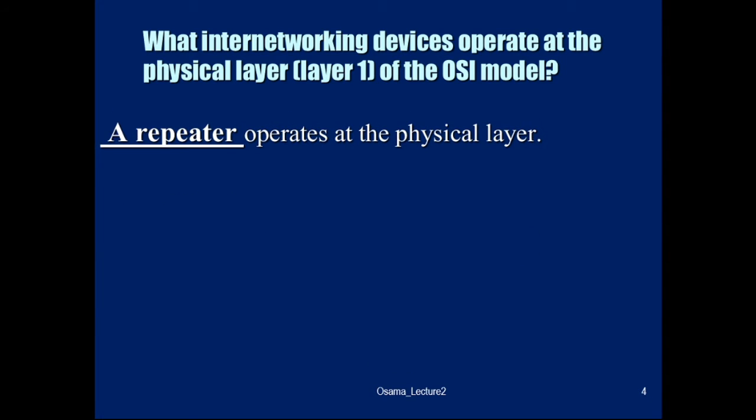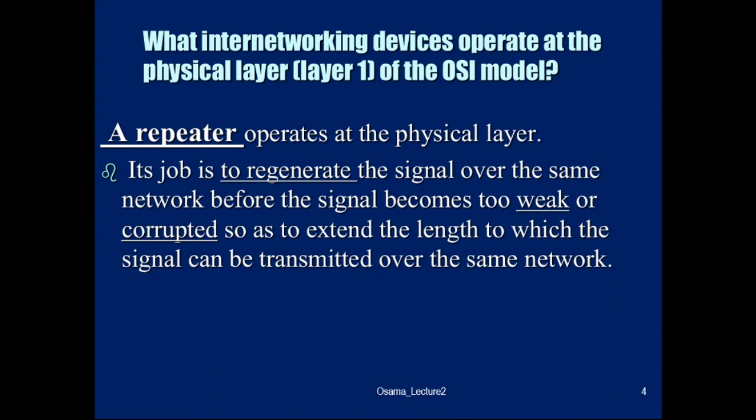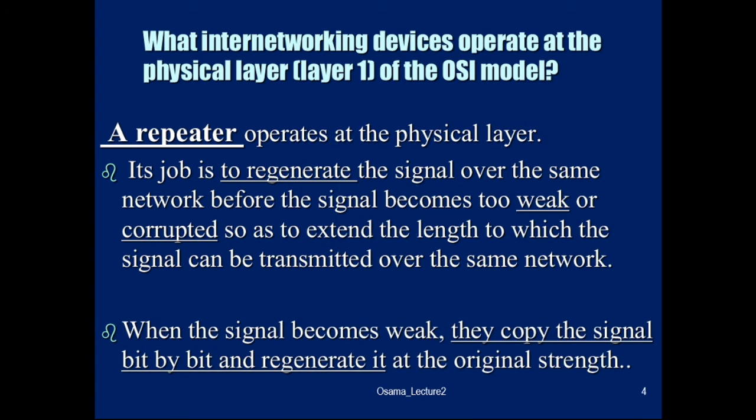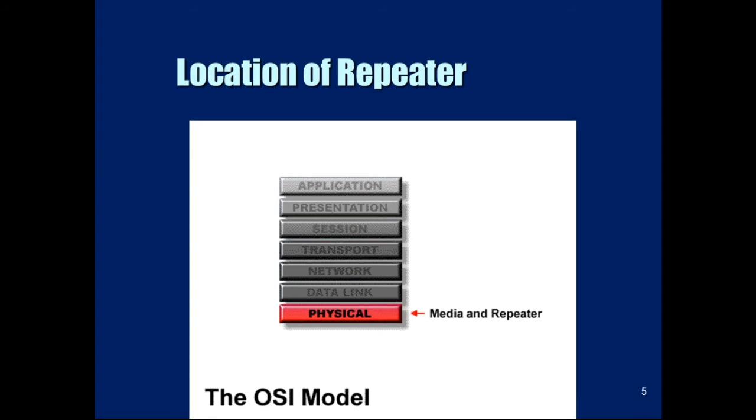Now we will speak about the first networking device, the repeater. What do you mean by the repeater? Number one, the repeater operates at the physical layer of the OSI layers. Do you remember the OSI layers? Application layer, presentation layer, session layer, transport layer, network layer, data link layer, physical layer.